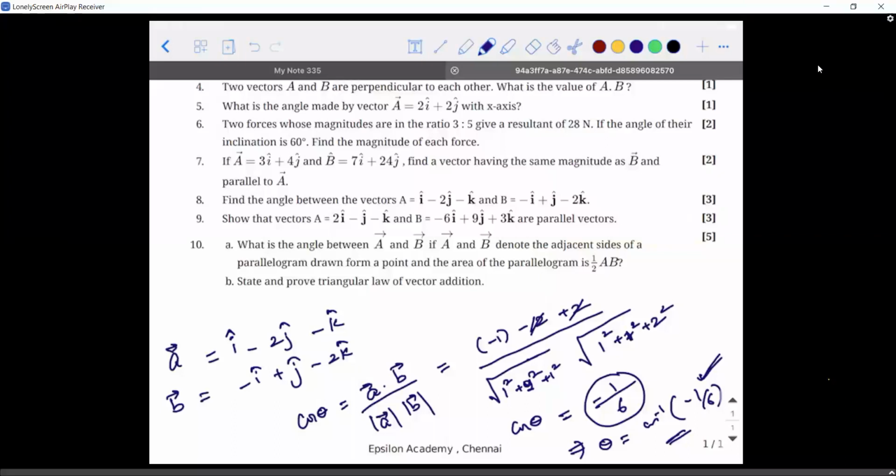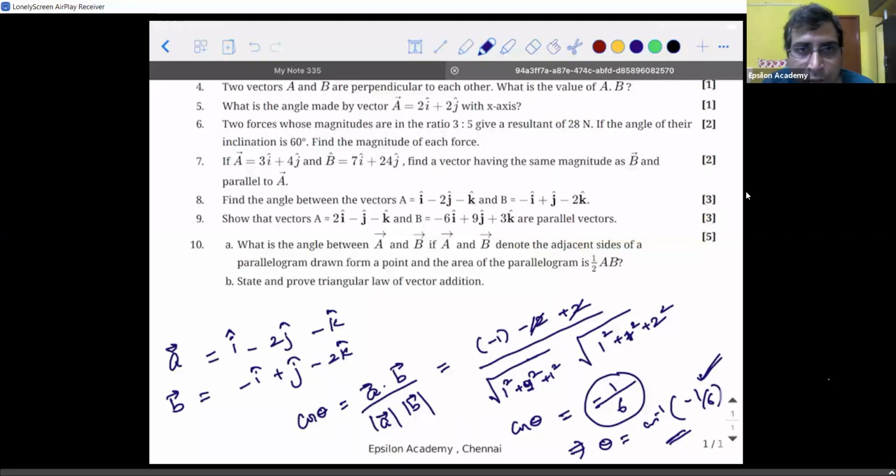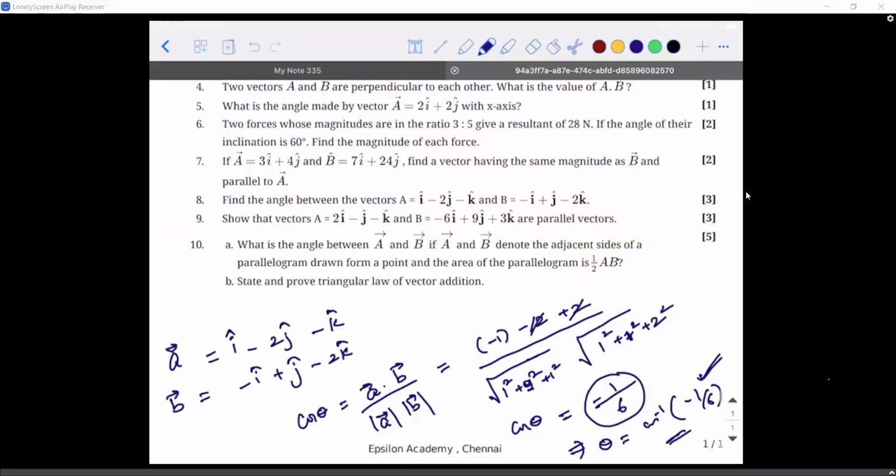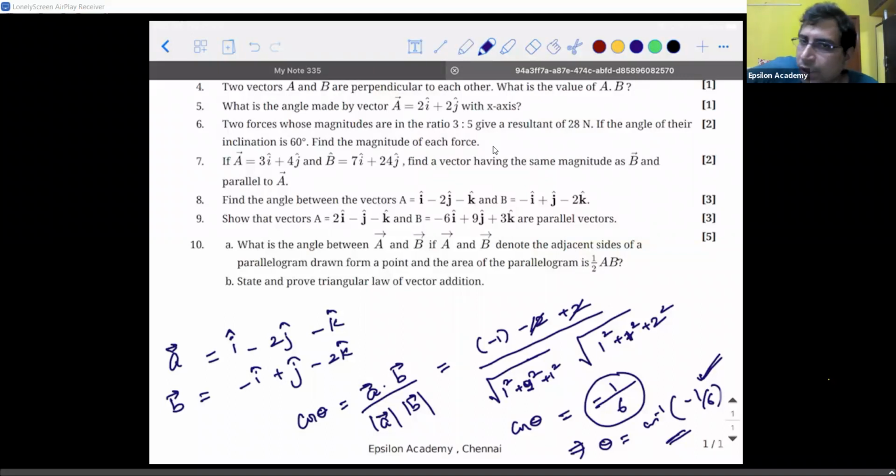Sir, I have a doubt. The angle between two parallel lines is 0 degrees, correct? One minute, who's speaking actually? Raghav, sir. Yeah, tell me, Raghav. So the angle between two lines is 0 degrees, they are parallel lines.